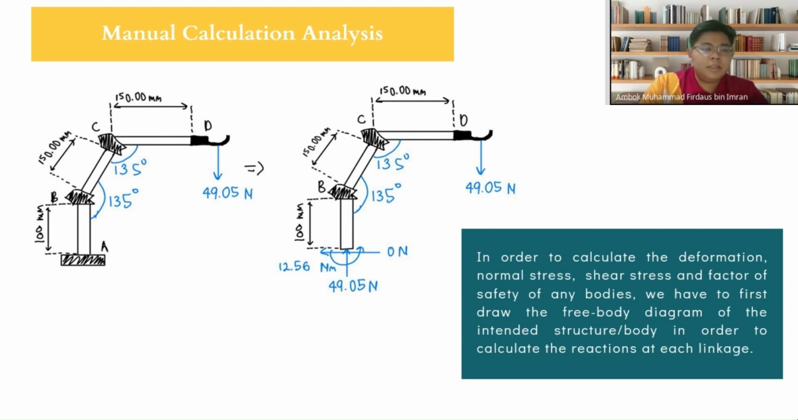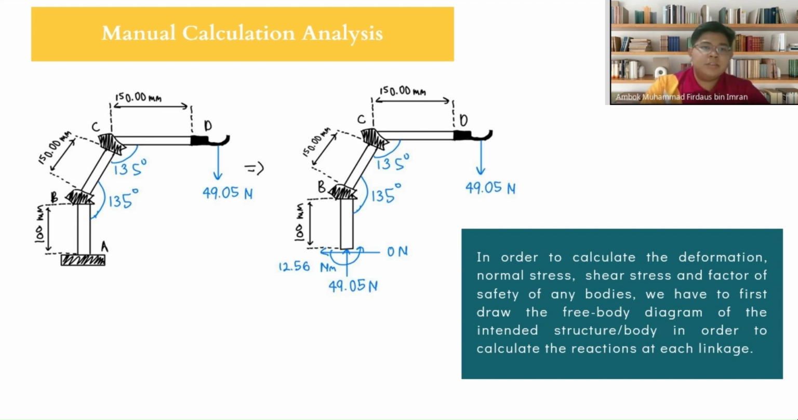The length of pipe AB is 100 millimeters, different from the length of pipe BC and pipe CD, which is 150 millimeters respectively. Only then will I be able to calculate the deformation, normal stress, shear stress, and factor of safety of this particular free body diagram. Also, one thing to note here, I have taken off the fixed support at A. Since it is a fixed support, we have to keep in mind that there is a moment acting at that spot, and also a reaction force.